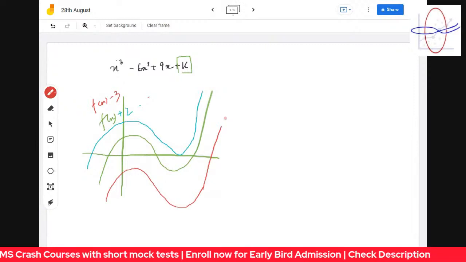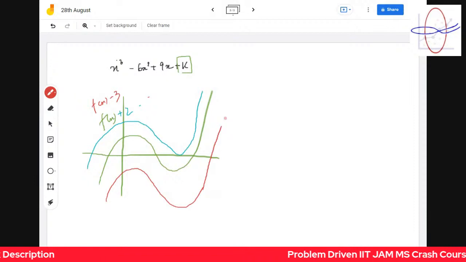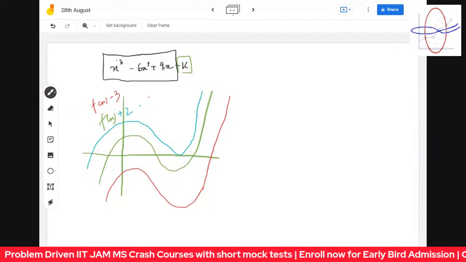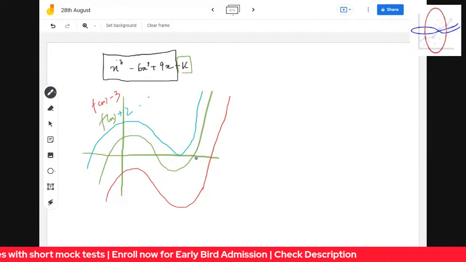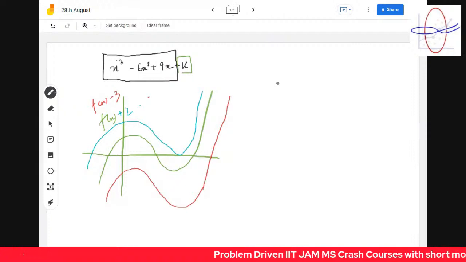So one idea can be: what if we draw this function and see the diagram, and then I will understand the rest of the part. So let's draw this diagram. Let's sketch the curve of this function, x cube minus 6x squared plus 9x, and then we can move on to what this k is really doing to the function. This is the basic idea.